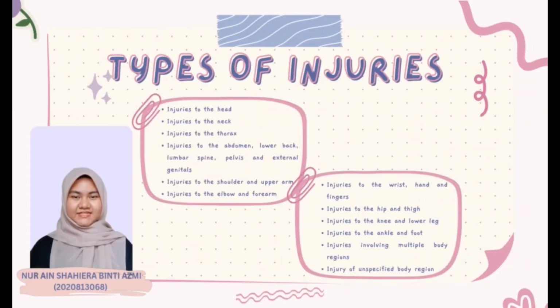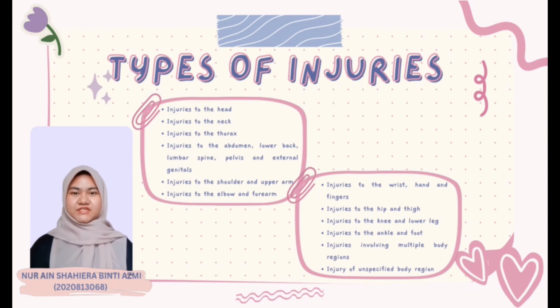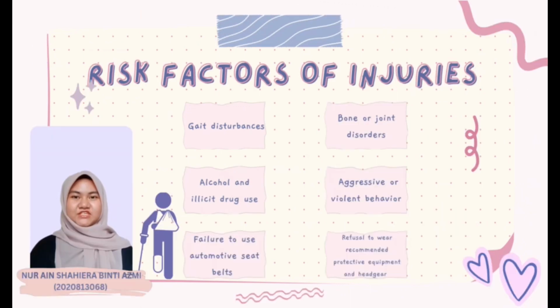In Chapter 19, there are 12 types of injury in the coding guidelines, such as injuries to the head, injuries to the neck, injuries to the thorax, and others. These are the risk factors of injuries, which are gait disturbances, bone or joint disorder, alcohol and illicit drug use, aggressive or violent behavior, failure to use automotive seatbelt, and refusal to wear recommended protective equipment and headgear.